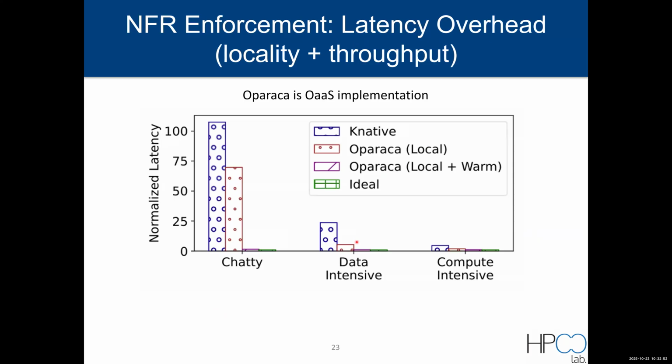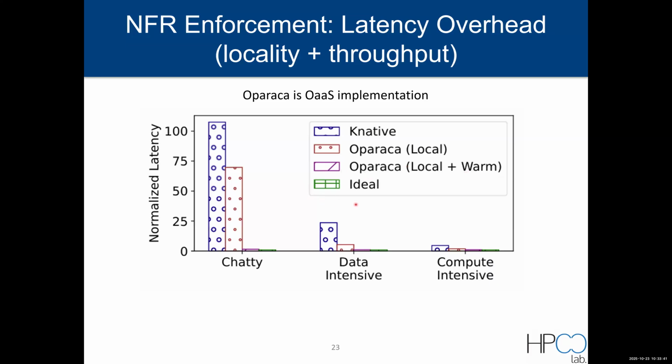So we have done some evaluation to see how well this works and how much we can achieve by doing this enforcement. We have 4 baselines. One is Knative, and we have 2 versions of Upalaka with different non-functional requirements specified by the developer. By the way, I forgot to mention, Upalaka is the OS implementation in the current state of the world. We have another name, which I'm going to mention later. One is local, and the next is local with warm. Warm means they define some level of throughput requirement that they want to meet.